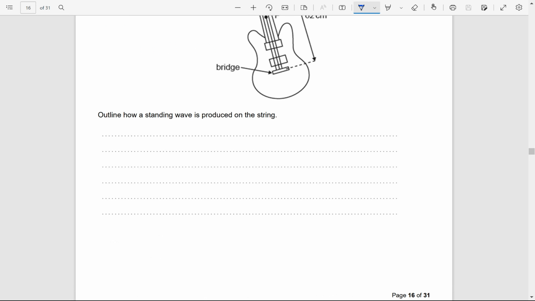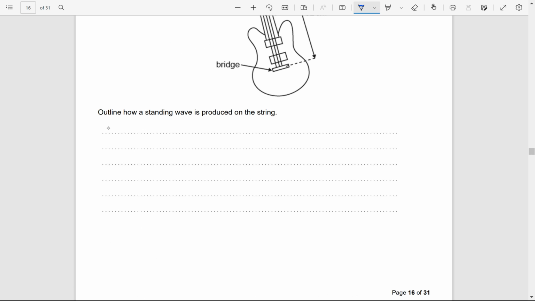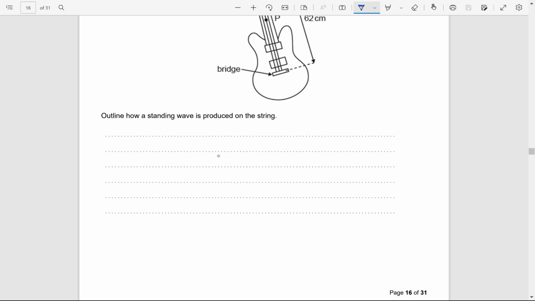Okay, and that's worth 2 marks, so we need 2 points here. Now, this is often a very common question, and you really do need to know the definition of how, or be able to describe how a standing wave is produced. It will come up quite often in exams, and you don't want to be caught out by this.